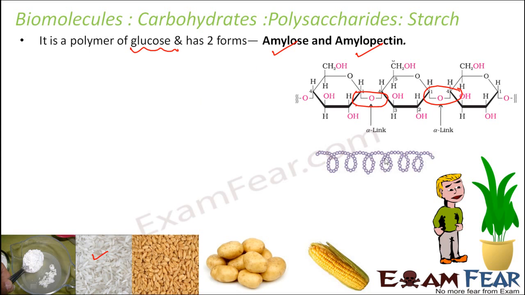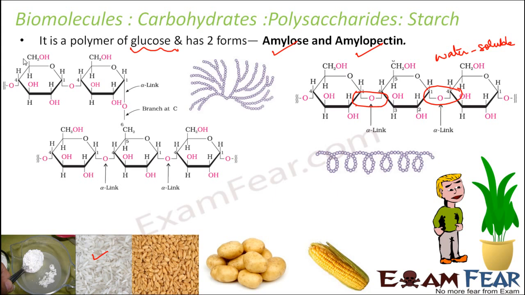So this amylose form of starch is water soluble. That is also one thing to remember. So amylose form is water soluble, whereas amylopectin is water insoluble. In amylopectin, the structure is branched.